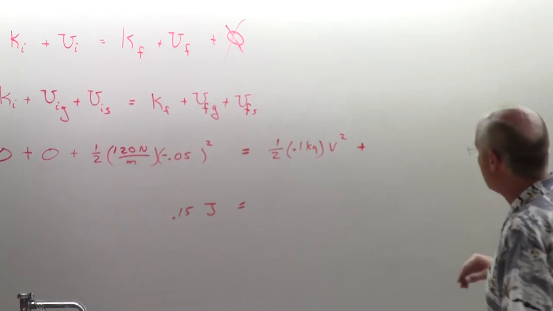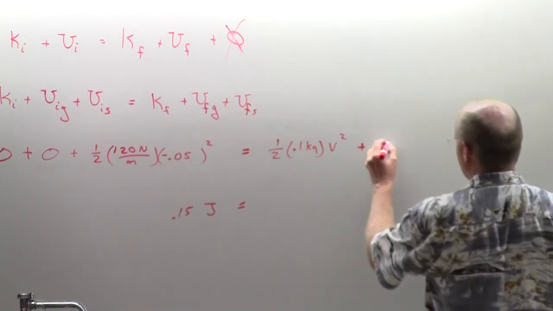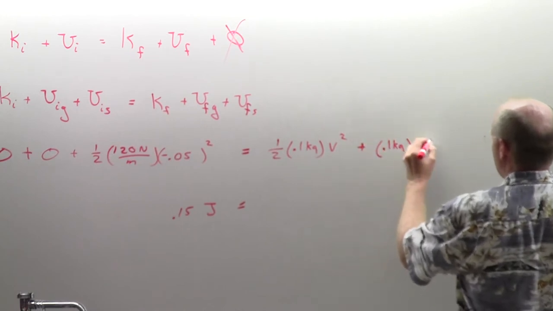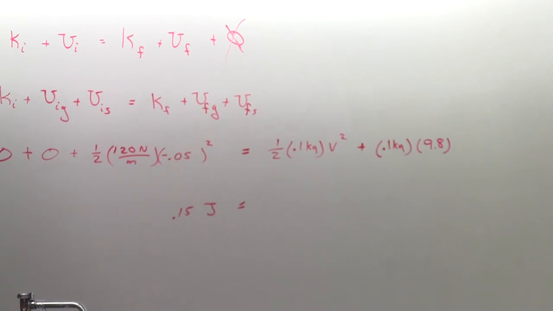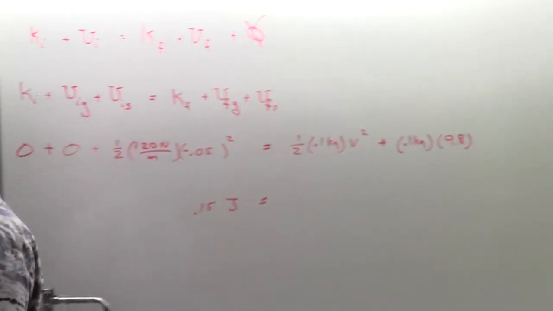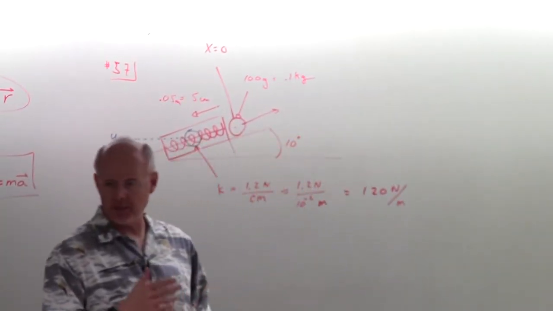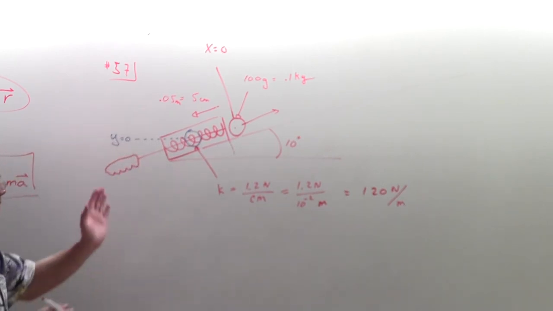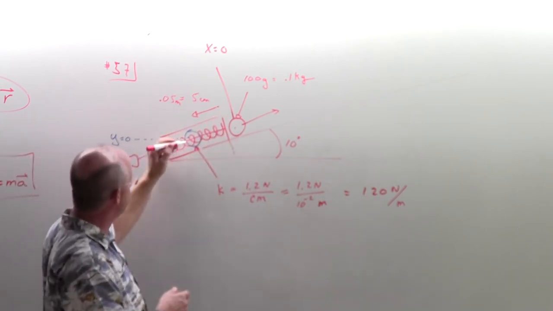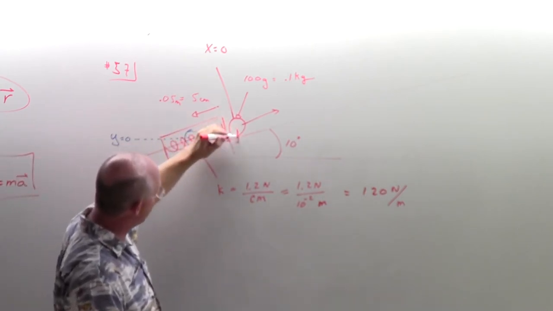And then the next one is the gravitational potential energy, which would be m g y. What's the value of y here? And again, this is why that physical picture is so important. Is it 0.05? No, it's not 0.05, right? The spring went out 0.05, but the ball only went up that much.